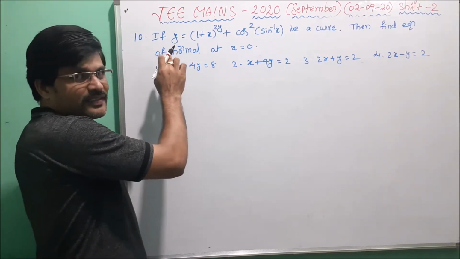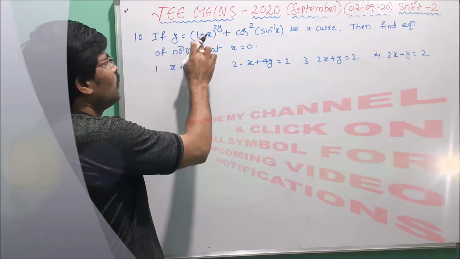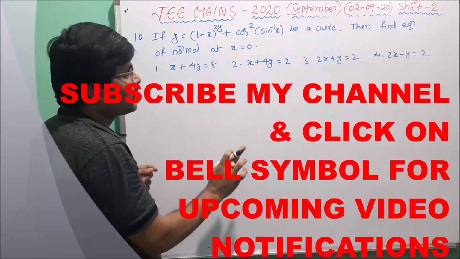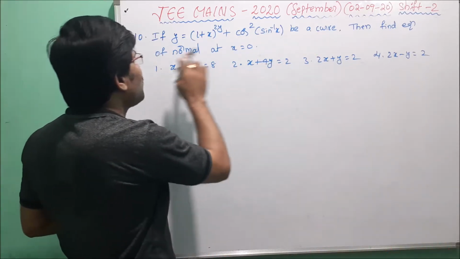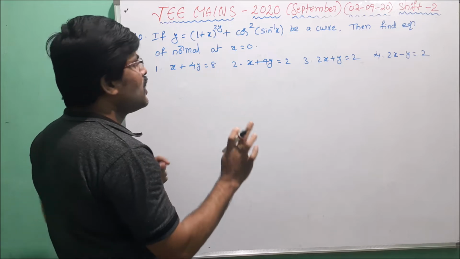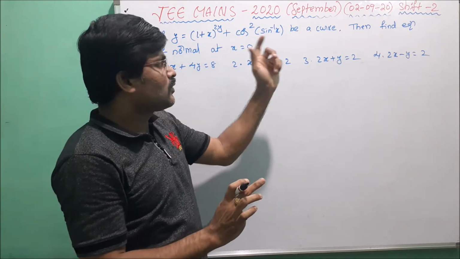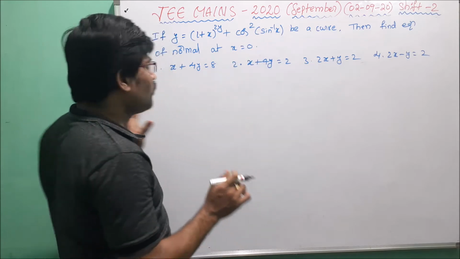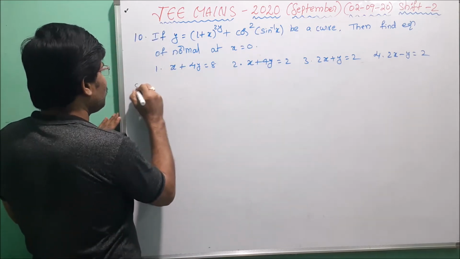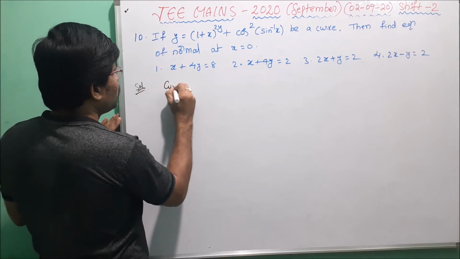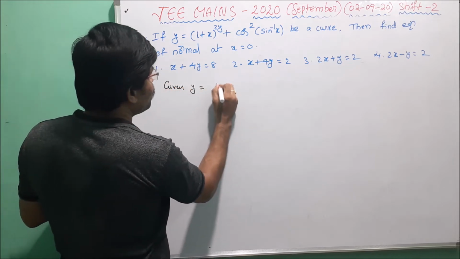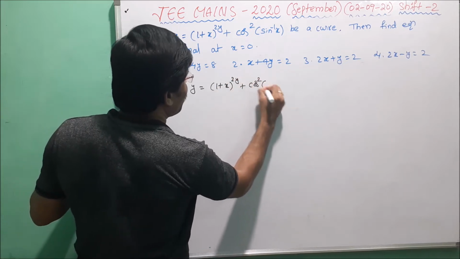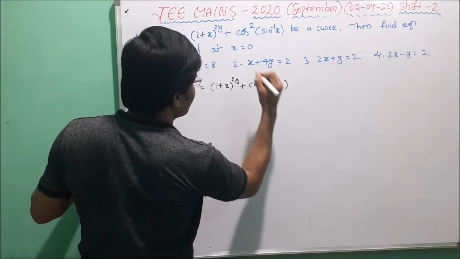Now the 10th one is: if y equals 1 plus x whole power 2y plus cos square of sin inverse x be a curve, then find the equation of the normal at x equals 0. Here one curve is given, and we have to find the equation of the normal to this curve at x equals 0. So we go to the solution. Given y equals 1 plus x power 2y plus cos square of sin inverse x.